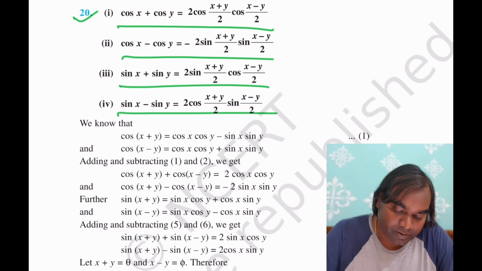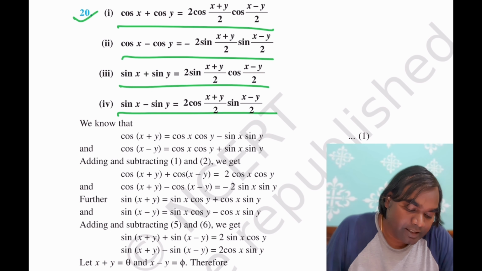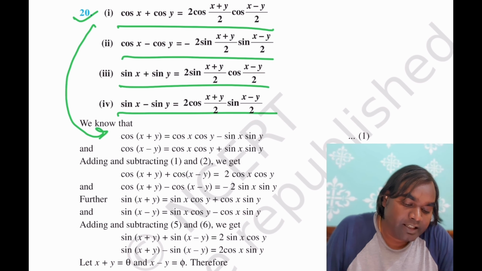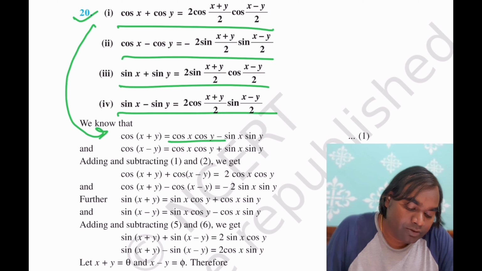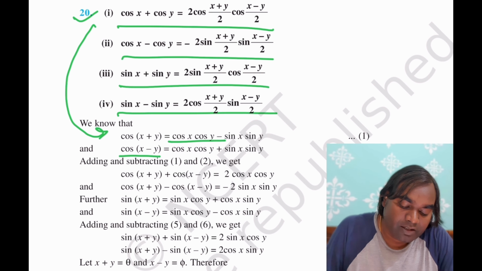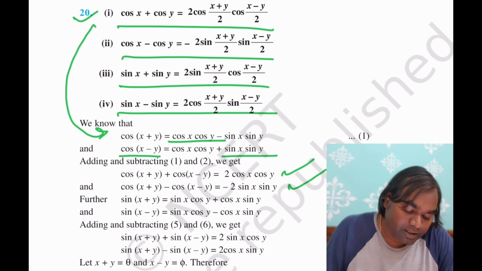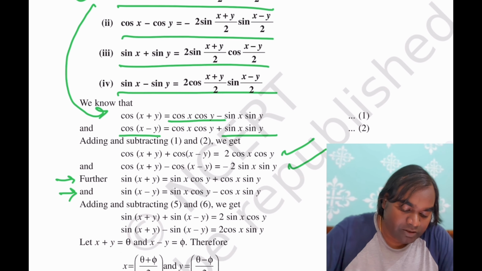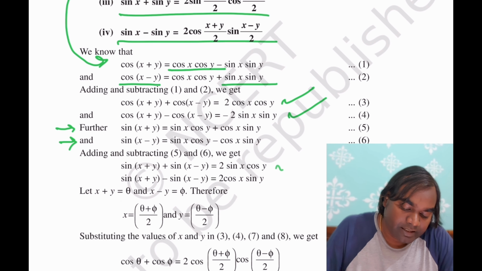So let us solve the first identity: cos x plus cos y is equal to 2 cos (x plus y) by 2 cos (x minus y) by 2. Firstly we use cos (x plus y) is equal to cos x cos y minus sin x sin y, and also we know that cos (x minus y) is equal to cos x cos y plus sin x sin y. Subtracting and adding these two identities, we will get these two relations. Further, using the relations sin (x plus y) and sin (x minus y), and again adding and subtracting these, we will get these identities.